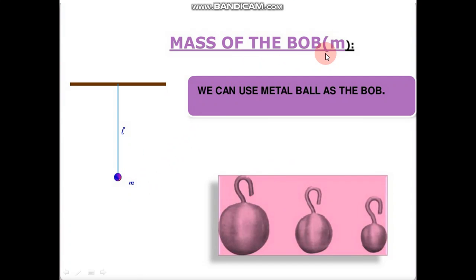Mass of the bob: we can use a metal ball as the bob. Here as a bob we used a metal ball. Here a figure is given where there are 3 metal balls. These metal balls are of different size and shape. We can use a metal ball as the bob.